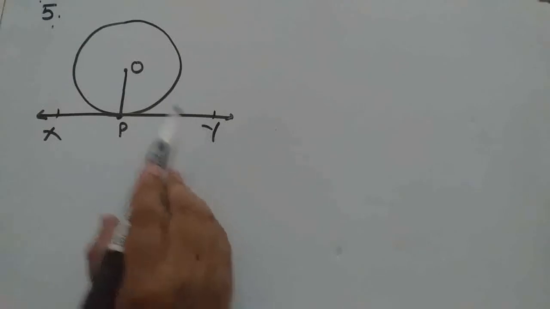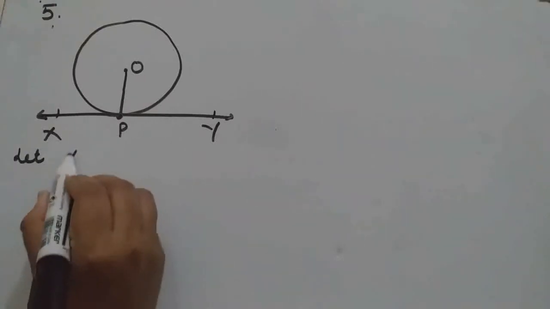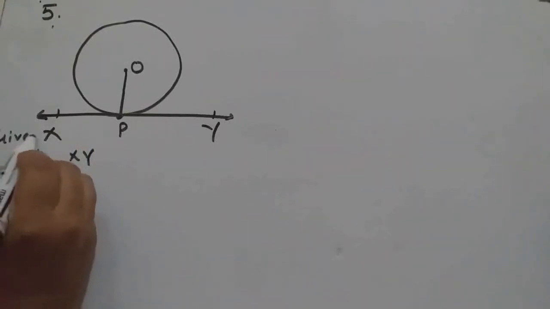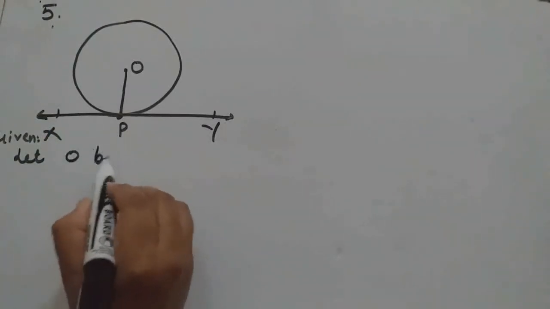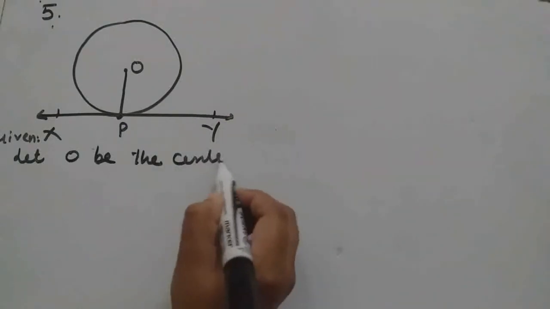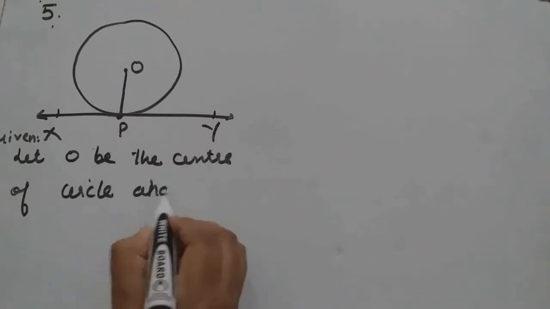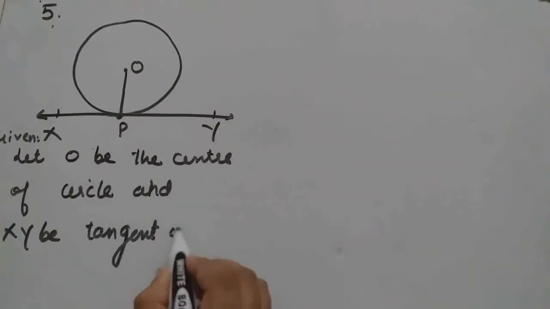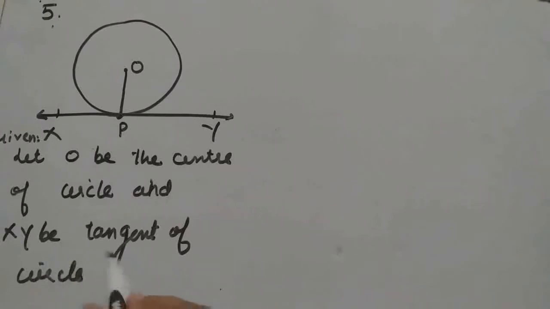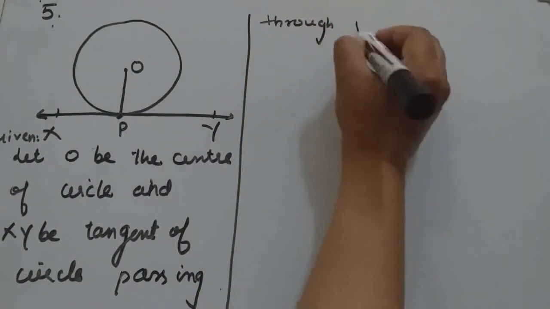What we have to prove here? This O is nothing but the center of the circle. So let XY be given. Let O be the center of the circle, and XY be a tangent of the circle passing through point P.